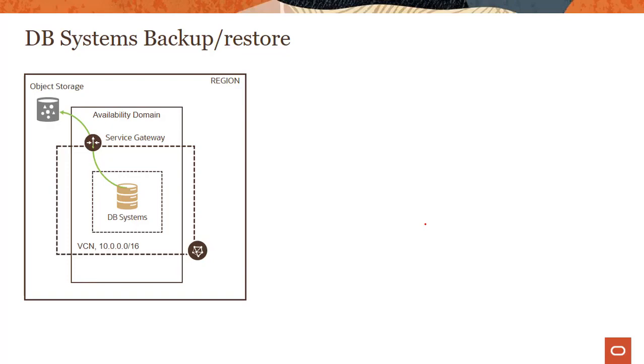So we talked about some of these constructs earlier. You have a region, you have availability domain, you can have one or three. In this case, I'm just showing one. You have a virtual cloud network running here, and then you are running a DB systems within that network. This is running in a private subnet, so it's not accessible by entities outside on the internet, for example.